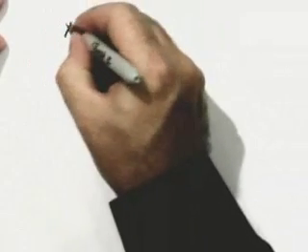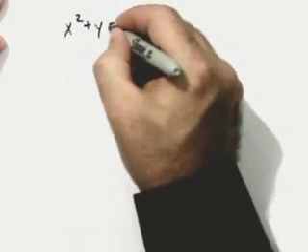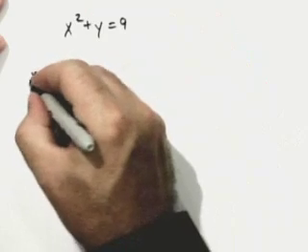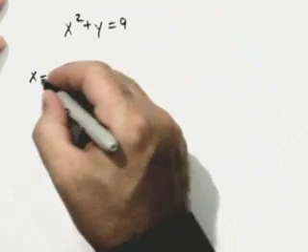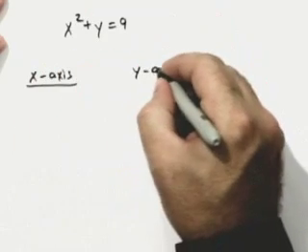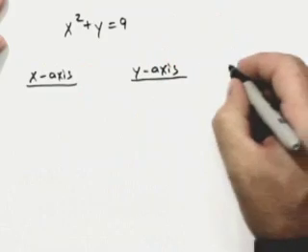For symmetry, we have three types of symmetry. We're going to test our equation x squared plus y equals 9 for symmetry with respect to the x-axis, the y-axis, and the origin.